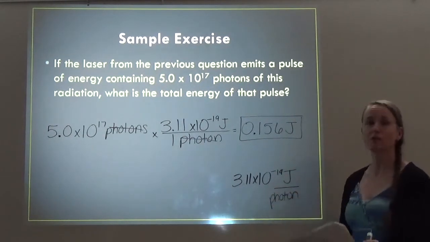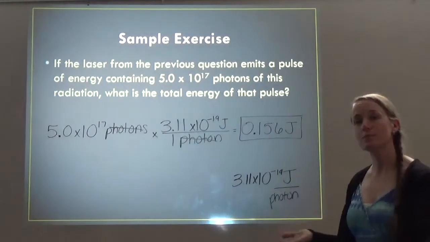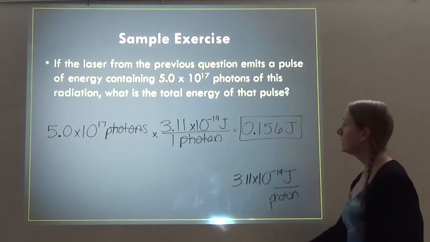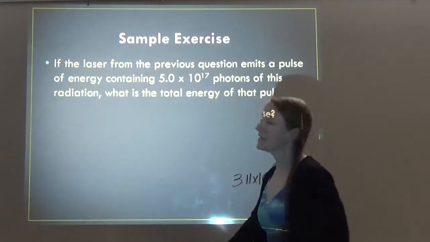So if you know the energy of one photon, and then they ask you the energy of more than one photon, you just multiply by how many photons you have. All right, so let's move on. So you try the next one.